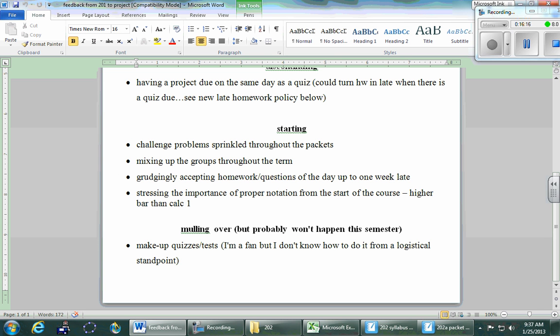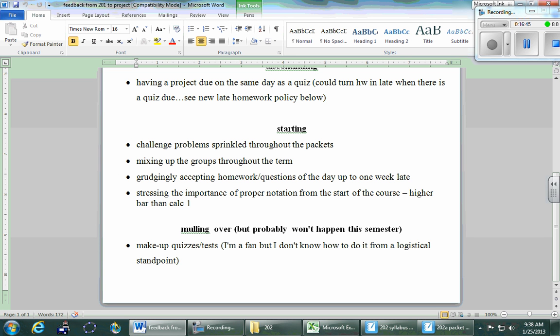Okay, grudgingly accepting homework and questions of the day up to 1 week late without any penalty. And I say grudgingly because it's going to take me about 4 times as long to grade stuff when it's late as when it's on time, but I will do it. So if things are just piling up on you and you can't get stuff done exactly when it's due, don't sweat it, right? You have a 1 week grace period, but I'm not taking it after 1 week from when it's due, okay?